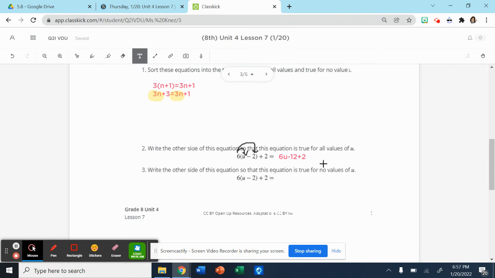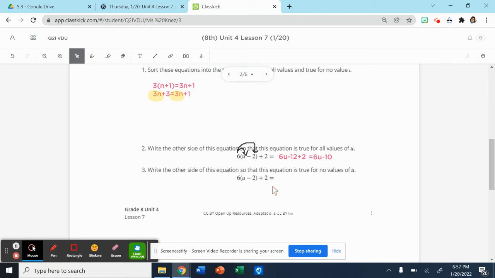Now, another way that I could have written this that would have made it true is I could have simplified by adding the 2 to the negative 12. 6u minus 10. I know that this will be true for any value of u because what I wrote on the left side is exactly the same as what I wrote on the right side, and it will be simplified as such.